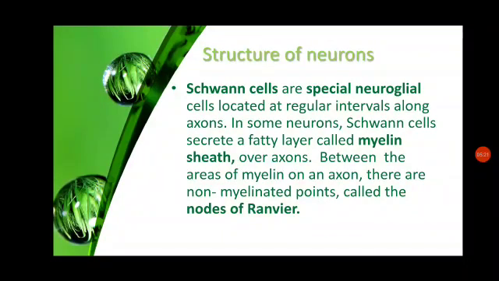Now we will study the structure of the neurons. Schwann cells are special neuroglial cells located at regular intervals along the axons. In some neurons, Schwann cells secrete a fatty layer called the myelin sheath over the axon. Between the areas of myelin on an axon, there are non-myelinated points called nodes of Ranvier.